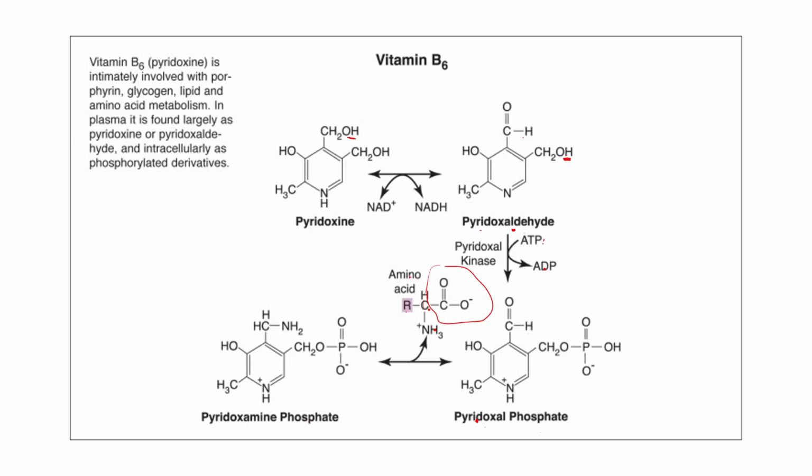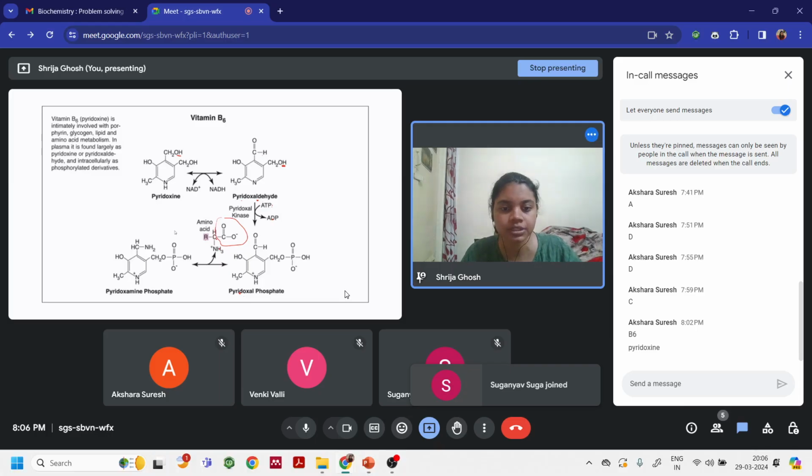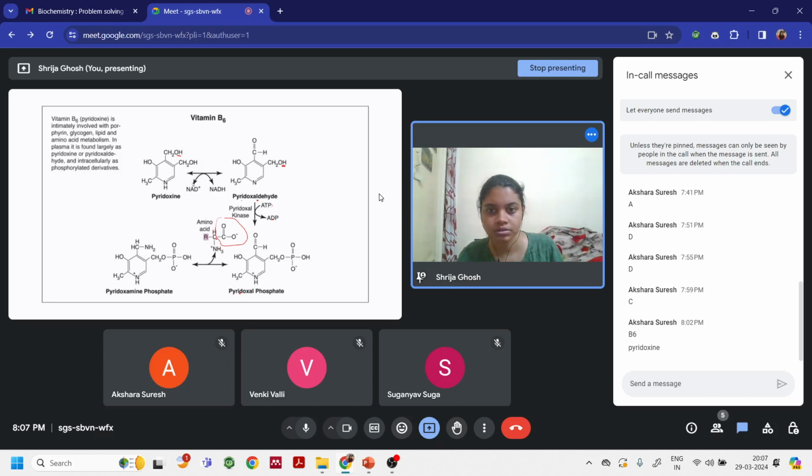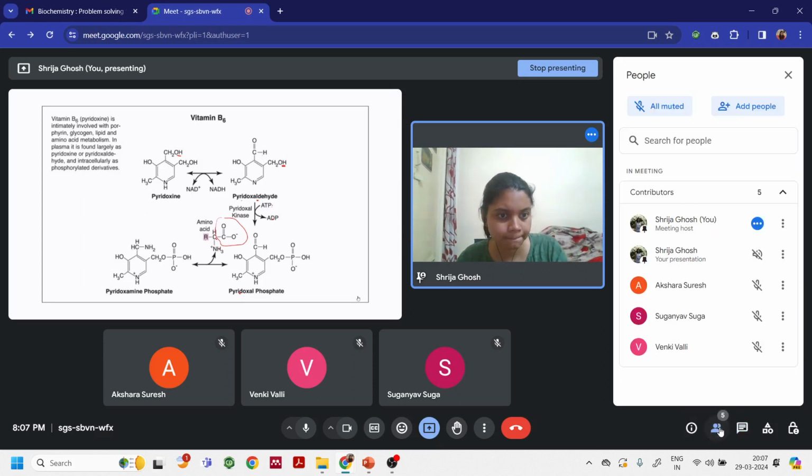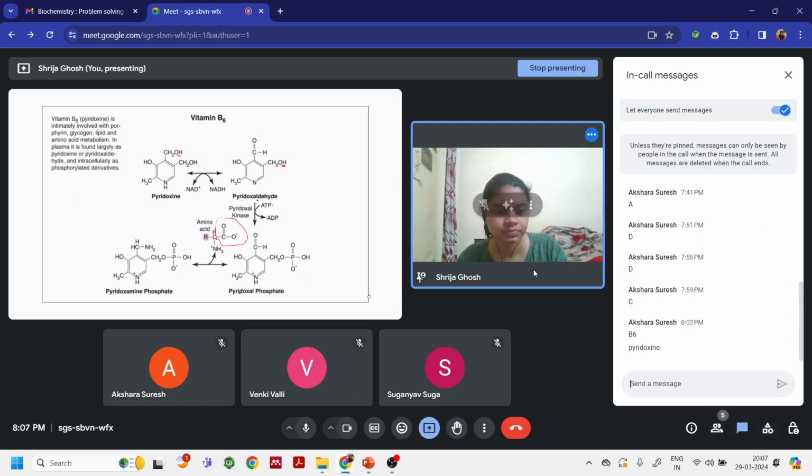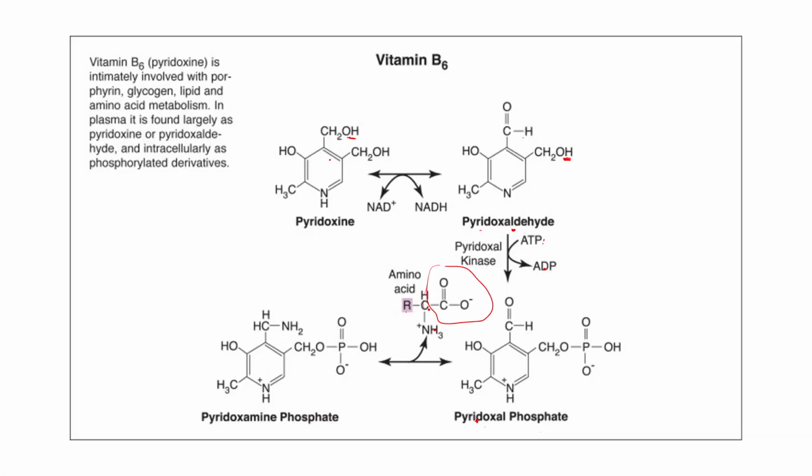Okay, so TPP was also doing decarboxylation, but it was doing decarboxylation of the beta keto acids. Pyridoxal phosphate is doing the decarboxylation of amino acids. So that is the difference between the two. Okay, all right. So I hope this is clear.